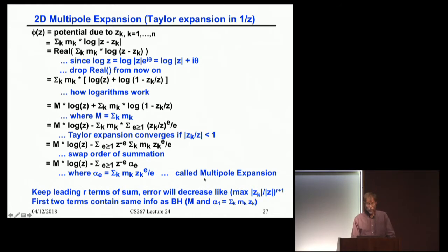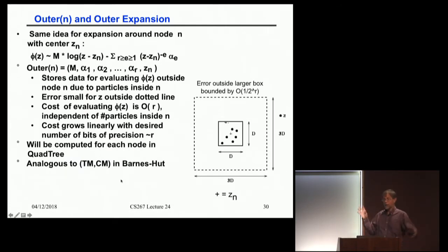I'm just going to keep the first r coefficients here. So I need to remember m, and I need to remember alpha 1, alpha 2, ... alpha r to keep that. And I'm going to call that an outer expansion. So that's going to be the generalization of Barnes-Hut, just remembering the mass and center of mass.